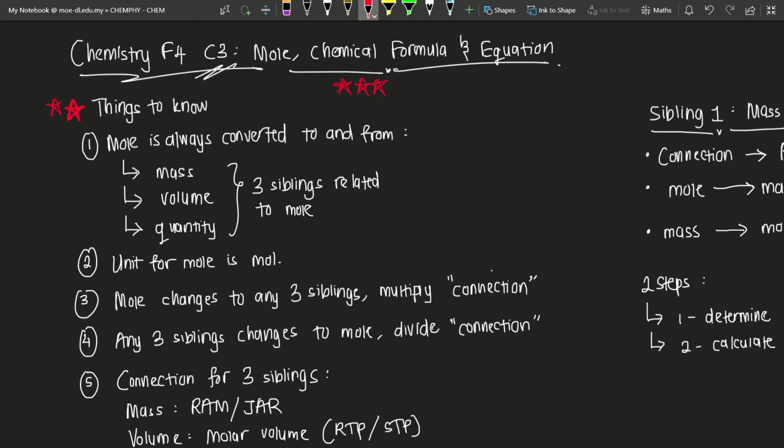So here are the things for you to know in this chapter. The first thing, mole is always converted to and from three siblings. The first sibling is mass, jisim. Second sibling is volume, isi padu. And third sibling is quantity, bilangan zarah. Mole boleh ditukarkan daripada ataupun kepada tiga siblings ni. Jisim, isi padu dan bilangan zarah.